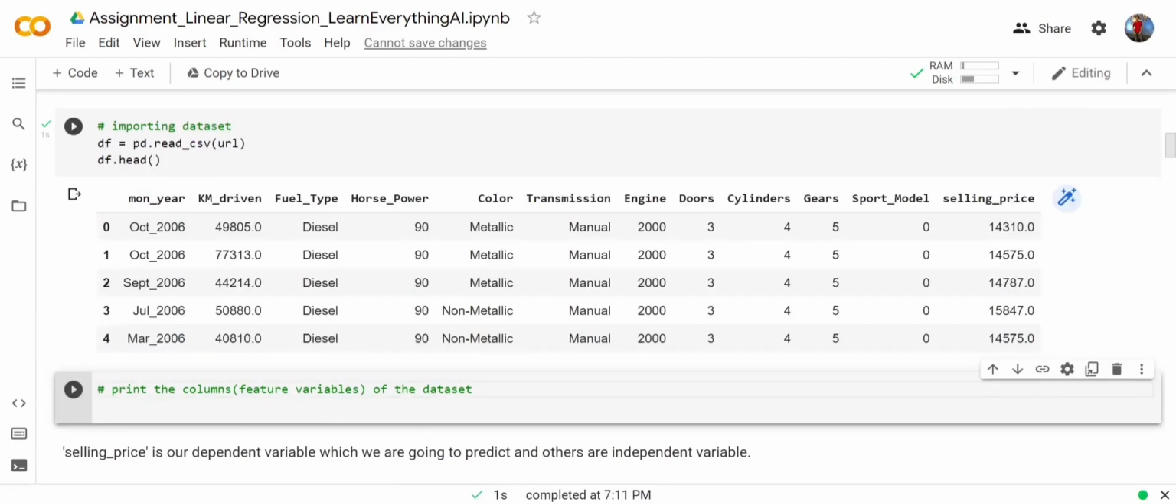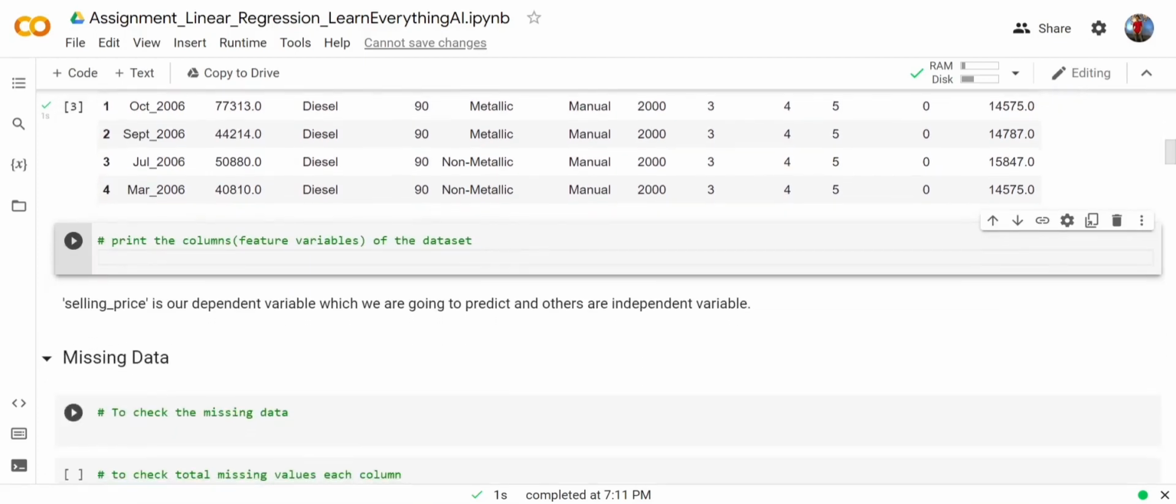Our data set has been imported successfully, and as we can see, we are given many features of the car. Like there is the month, the manufacturing year, the kilometers driven by the car, the fuel type of the car, the horsepower, color, etc. And finally, we have the selling price, which we have to predict. So that is our dependent feature, and the other features before it are the independent features. And as you might have guessed, as there is more than one independent variable, we are going to use multivariate regression analysis here. So let us now print.